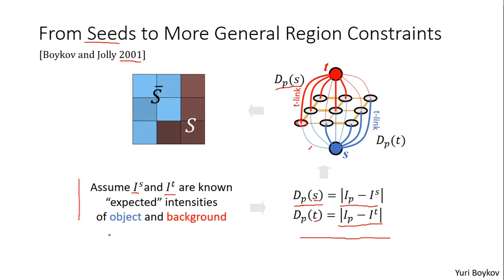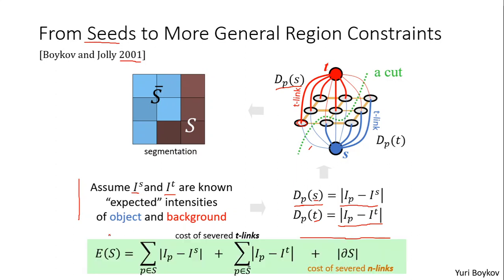Now, for example, assume that you want to restore a given image. Maybe you have a faxed image and the letters are corrupted. You know that the letters must be black and the background must be white. So therefore, IS and IT are known in this case, 255 and 0. Based on that, you can assign these costs. Then you find the minimum cut that severs these edges, and it will sever some T-links also, not only N-links, and that will be the cost, and then you have segmentation.